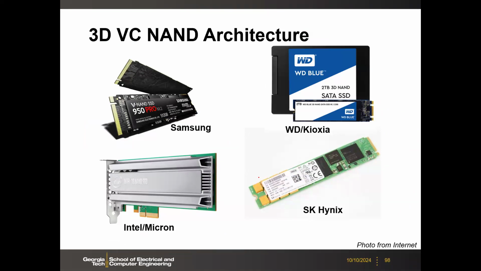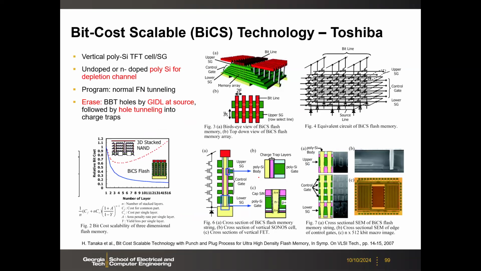And then let's talk about the first paper, because this one set the foundation for all the following innovations. Even today, if you look at the fundamental architecture, it's the same one as this one, published by Toshiba. So as I said, this is Symposium on VLSI 2007. And in this paper, Toshiba proposed this bit cost scalable technology they call BiCS. Even today, they use this BiCS as their brand. Okay.